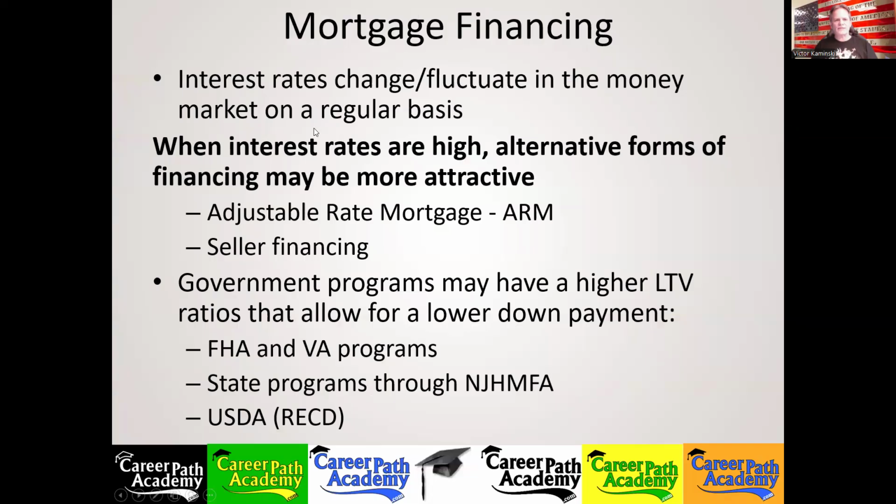All right, so interest rates fluctuate in the money market on a regular basis. They go up, they go down. When interest rates are high, alternative forms of financing are more attractive, like adjustable rate mortgages. But you don't want to stay in them for the long term because the rates go up, they go down. Government programs may allow for a higher loan to value ratio than normally allowed, so basically a lower down payment.